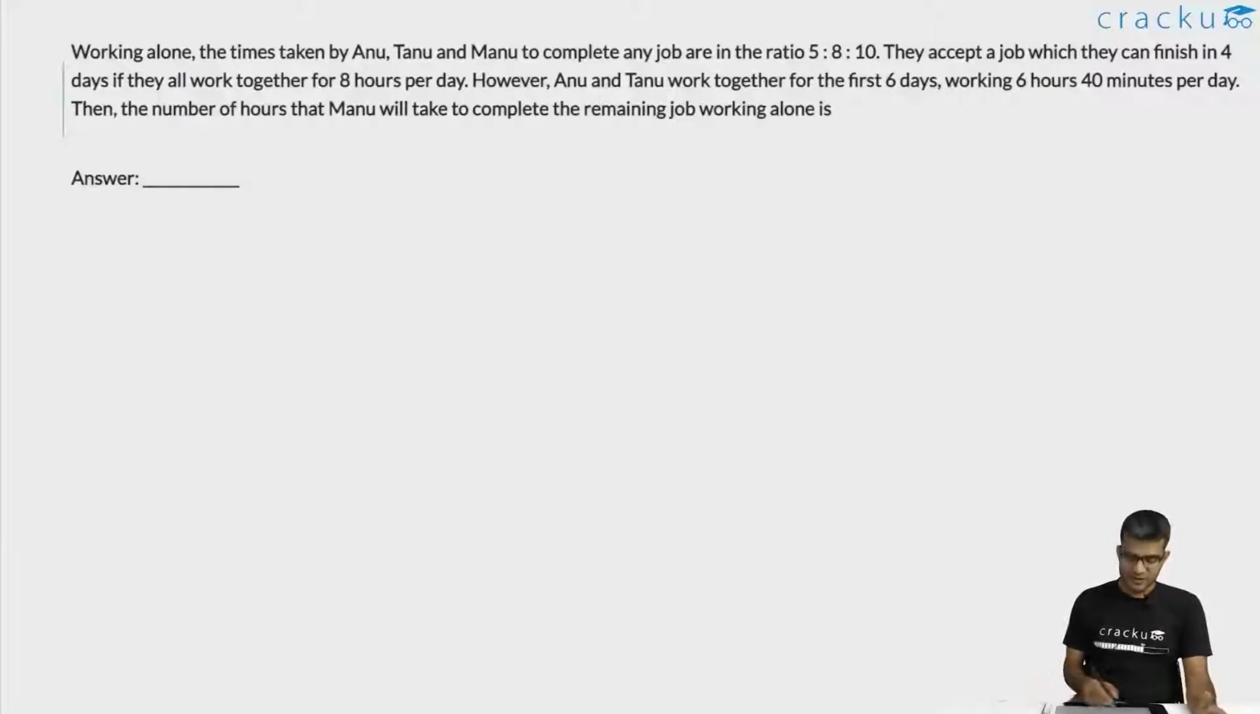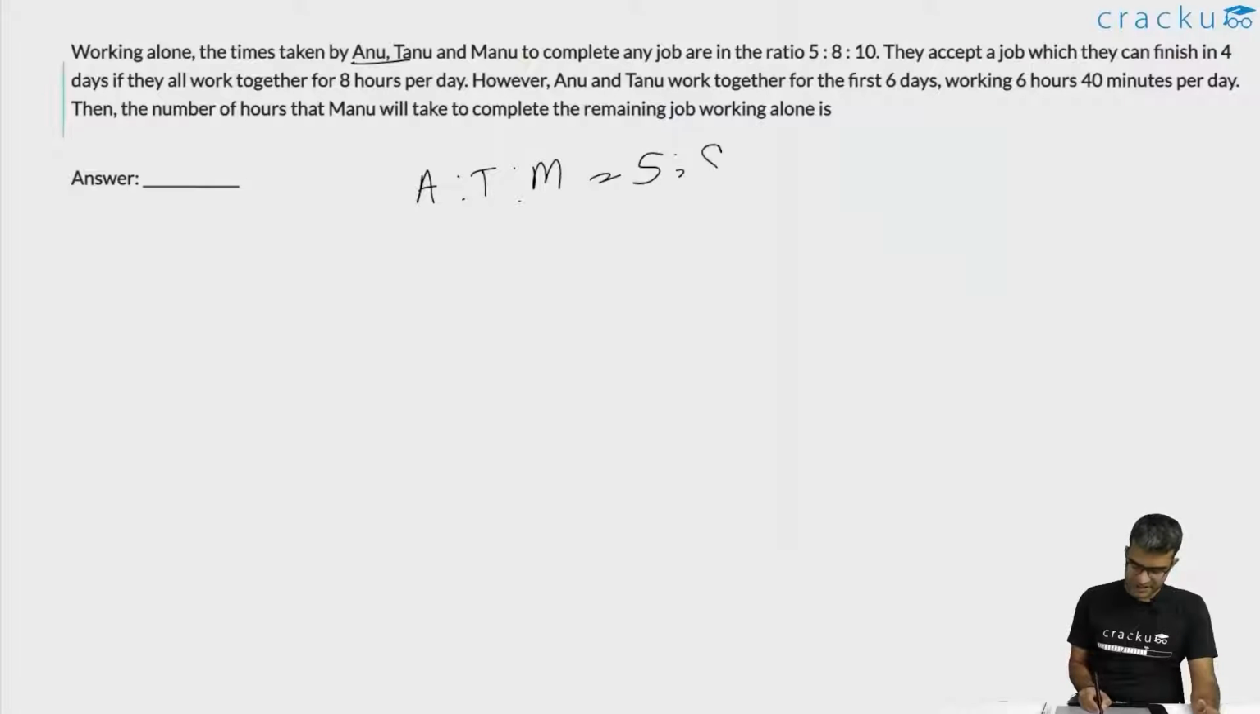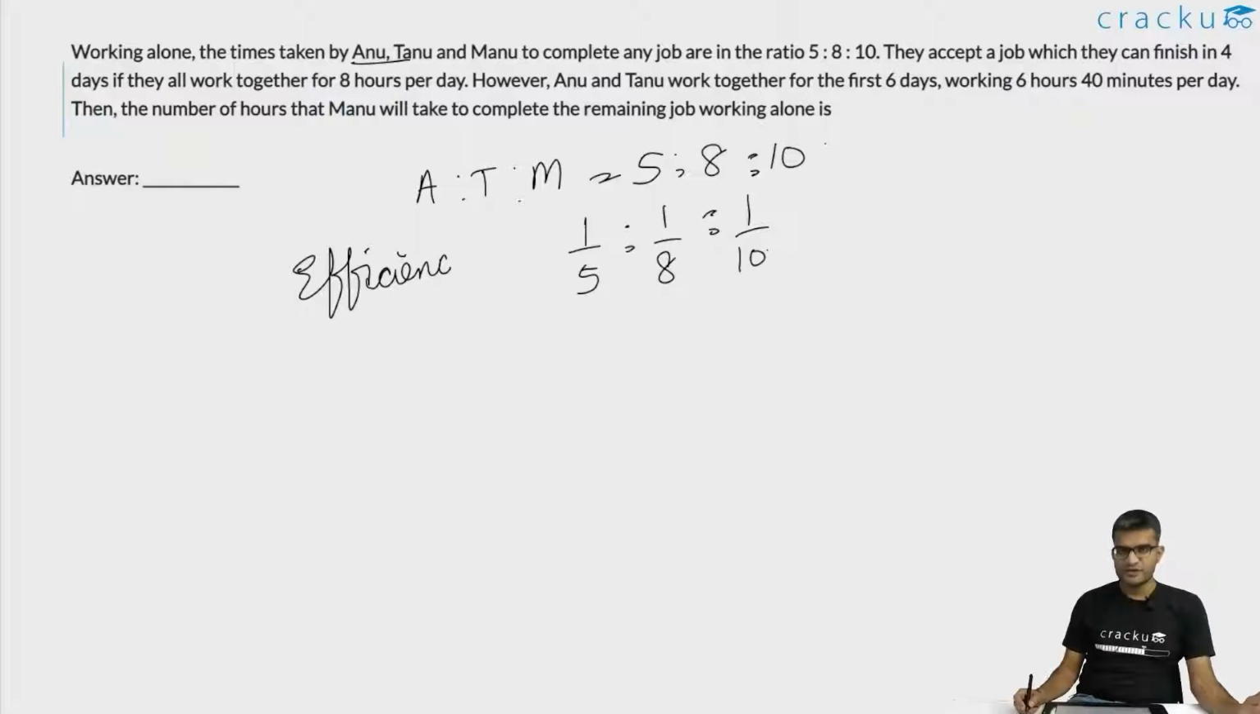In this question, we are told that working alone, the times taken by Anu, Tanu and Manu are in the ratio of 5:8:10. So their efficiencies, or the amount of work that they do in 1 hour, will be in the inverse ratio of their times taken. That is, the efficiency will be in the ratio 1/5:1/8:1/10.